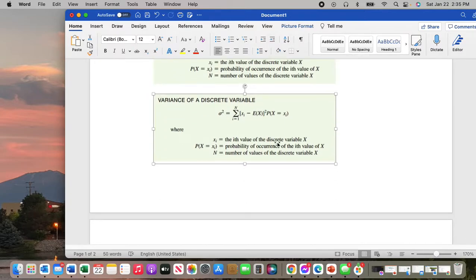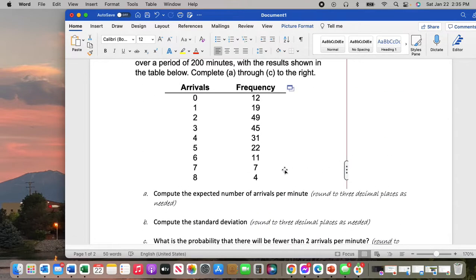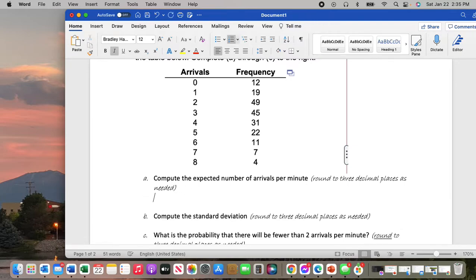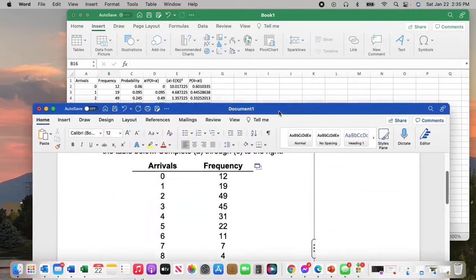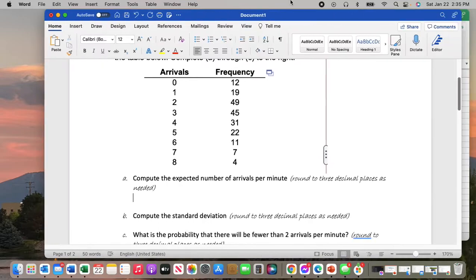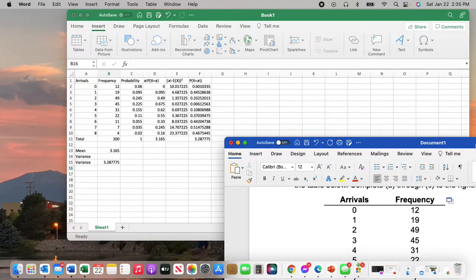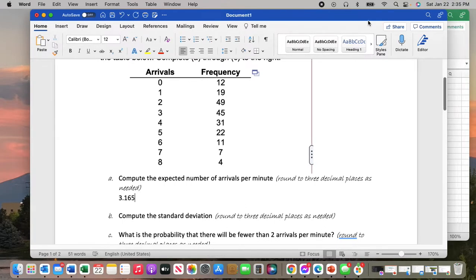Okay. Now that we found our variance, we need to find our standard deviation. But before we go forward, let's answer this question. We already have the expected number of arrivals per minute. In this case, our expected number of arrivals per minute is going to equal our mean. Remember the formula? Our mean was 3.165. It's asking for 3 decimal places, so that'll be 3.165. Yep, that sounds right.